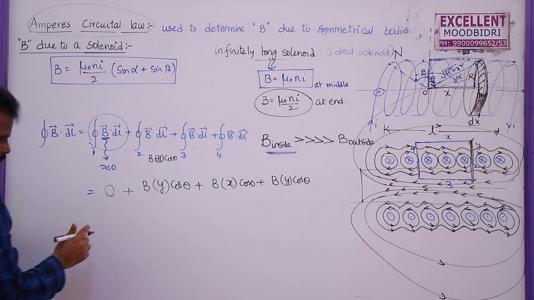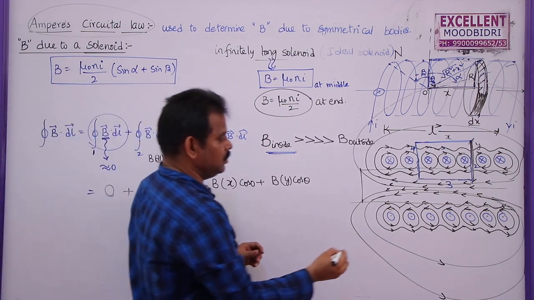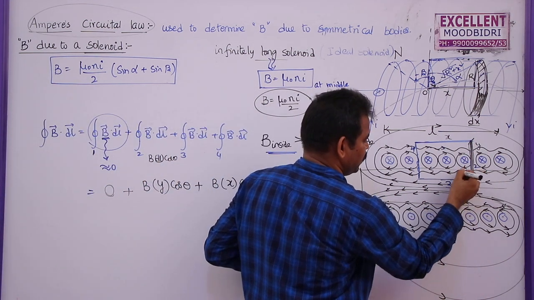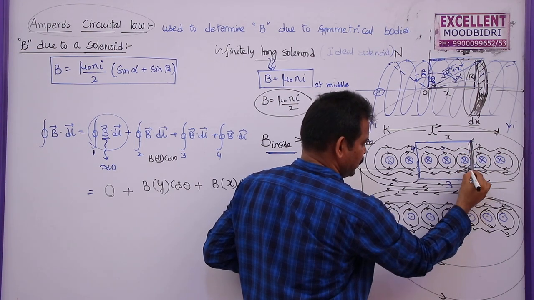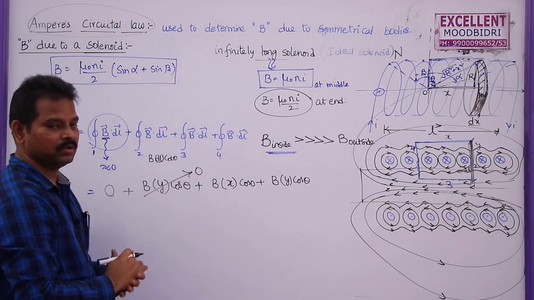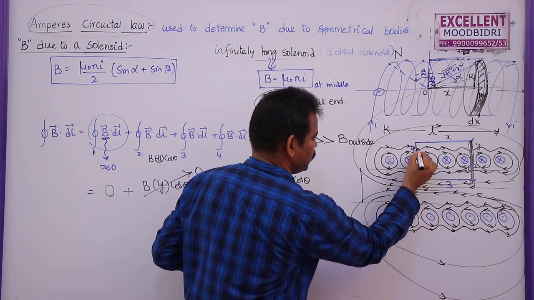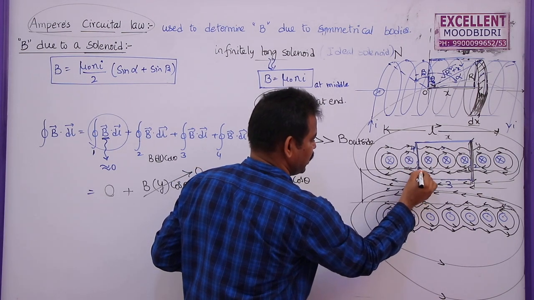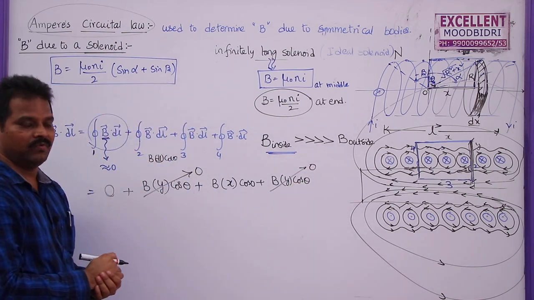Now you can write here the angle between B and y, how much? At this point field is acting in this direction. You can see this diagram, field is acting like this, but length is like this. Angle between these two is 90, so this will become 0. Similarly, in this case also length is this much, but field is acting like this. So the angle between B and y will be 0.